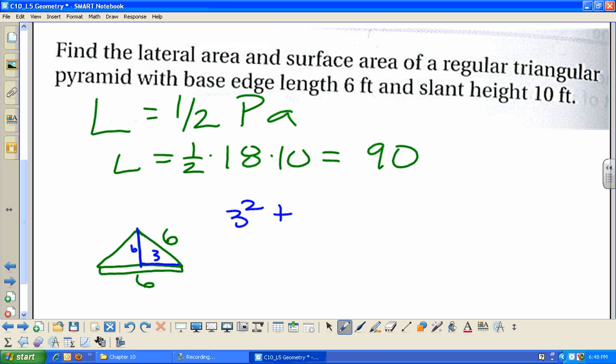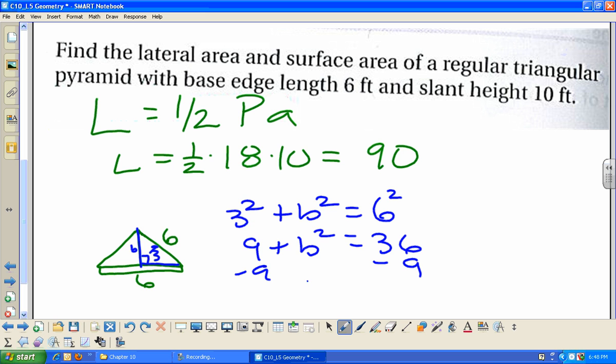a squared plus b squared is equal to c squared. C is always going to be across from a 90-degree angle. It's always the hypotenuse. So if I'm looking for b, I take 3 squared, which is 9, and 6 squared, which is 36, and I subtract 9 from both sides. B squared will be equal to 27, so b is the square root of 27, which is roughly about 5.2.